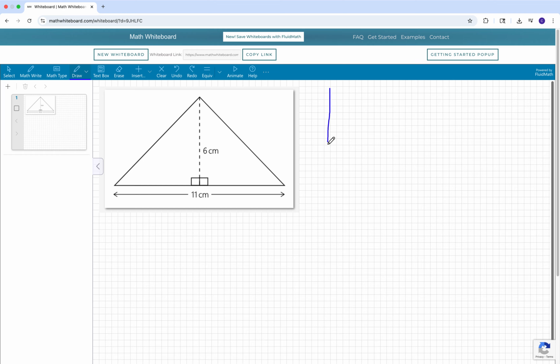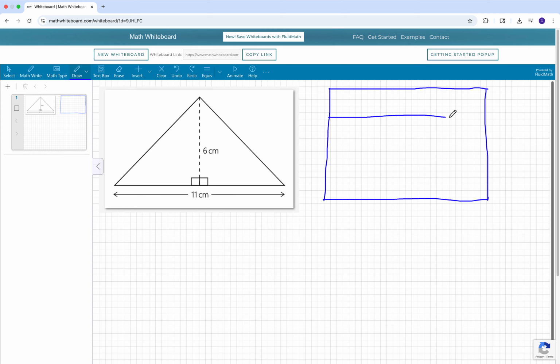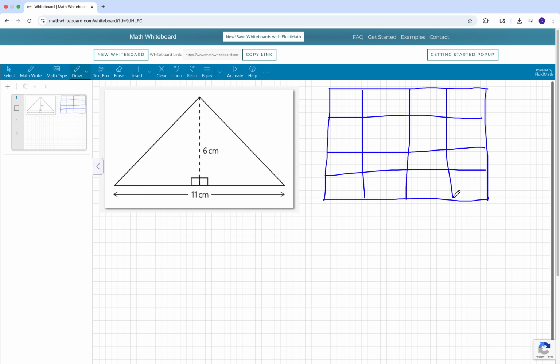So, first up, how do we find the area of a triangle? We can start simple. How do we find the area of a rectangle? Pretty simple. Rectangle, if we divide it like a pizza into pieces, and we count the pieces 1, 2, 3, 4, 5, 6, 7, 8, 9, 10, 11, 12, 13, 14, 15, 16. So the area would be 16.